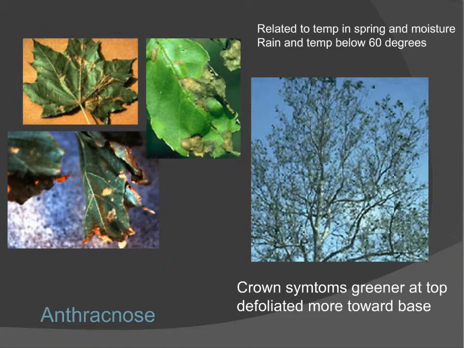Anthracnose is one that we've been having trouble with over the last few years because we've had springs where it's been cold and wet. And that's what you need for anthracnose to develop. The amount of anthracnose that develops is dependent upon how wet and what the temperatures are. If the temperature is between the 50s and 60s, it's going to be pretty bad. If it's above 60, not so bad. If it's below 50, not so bad. So crown symptoms, when you're driving by and looking at the crown, the lower part will be defoliated more toward the base, and then you'll have large leaves and greener at the top.